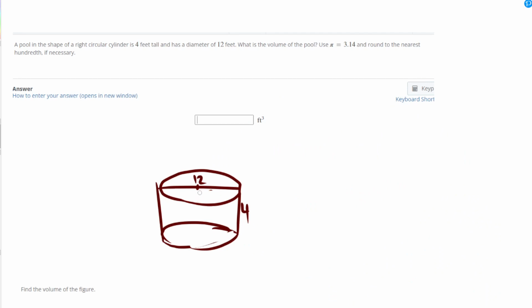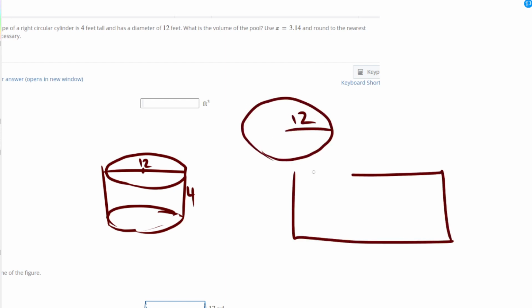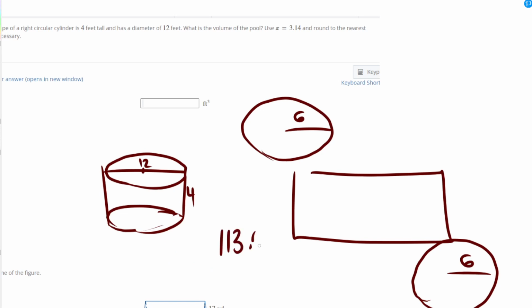Now, I did two cylinder volume problems, but I actually should do a cylinder surface area problem. So if we unwrap this, we have our top, which is a circle, and then our rectangle, and then our bottom, which has the same radius. We want to find the area of these two, and the area of these two is going to be pi r squared, which should be 113.04. So 113.04 feet squared for each of these.